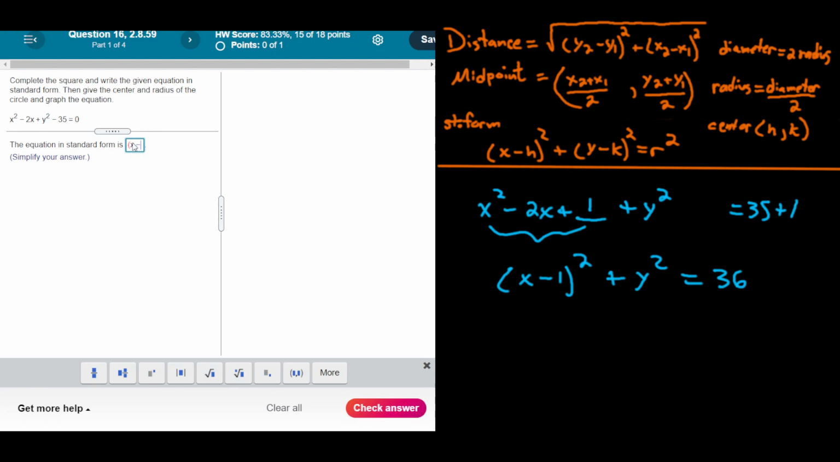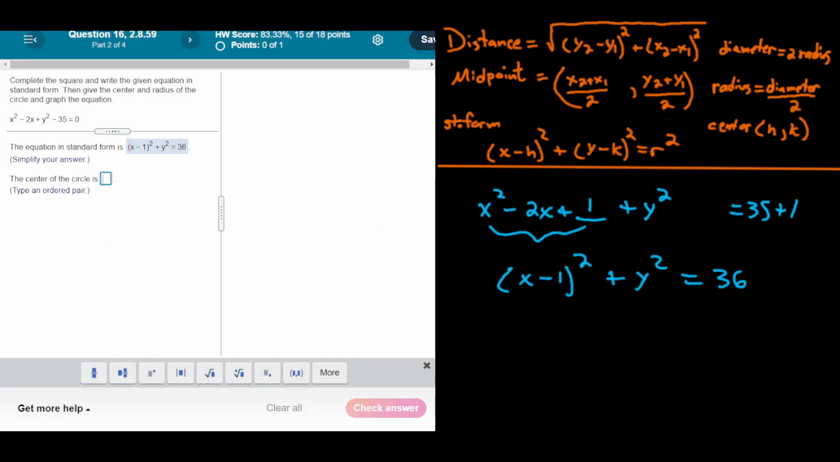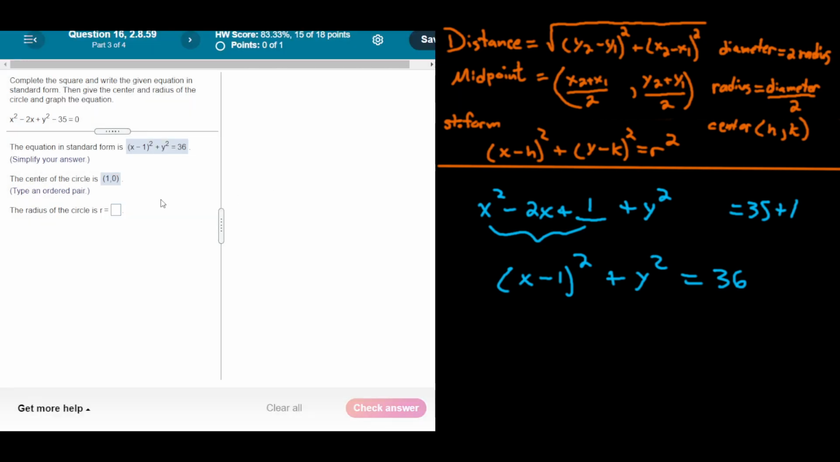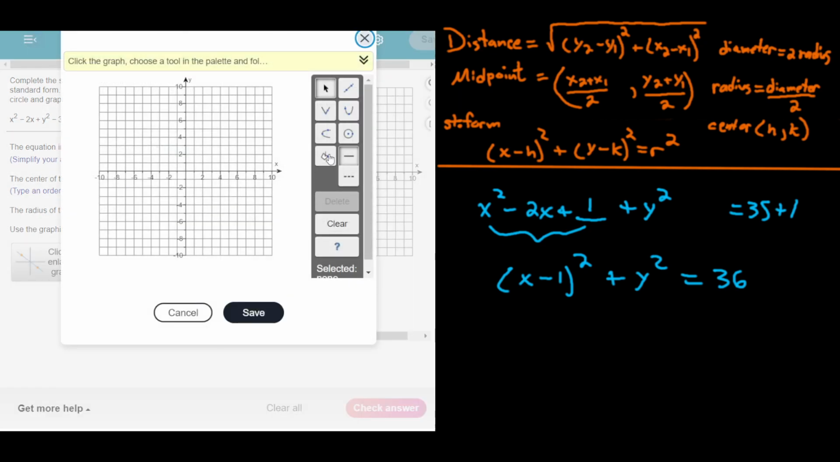So here's the equation. We get (x minus 1) whole thing squared, plus y squared, and this is equal to 36. Center of the circle. The center is going to be the opposite of the -1, which is +1. The opposite of this is a 0. We know 0. Radius, the square root of the right-hand side, 6. Graph it up. So we have (1, 0), which is right here.